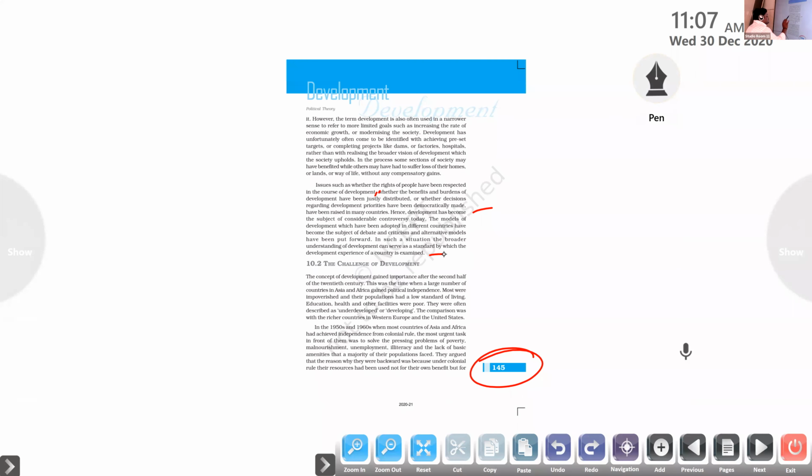The challenges for development. The concept of development gained importance after the second half of the 20th century. This was the time when a large number of countries in Asia and Africa gained political independence. Most were impoverished and their population had a low standard of living. Education, health and other facilities were poor. They were often described as underdeveloped or developing. The comparison was with the richer countries in Western Europe and the United States.